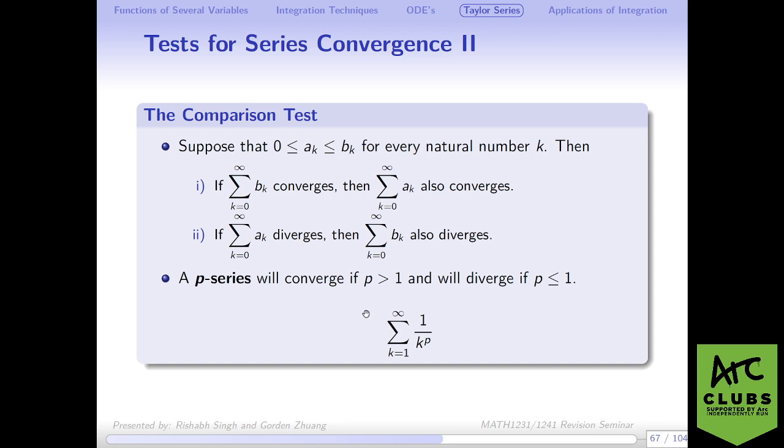And P-series refer to sums of this form. When we have 1 over the term to the power of p, this series will converge if p is greater than 1 and will diverge if p is less than or equal to 1. This is a very simple test, but it's quite important because it allows us to compare things quite easily. If we have anything of this form, we can know immediately whether it converges or diverges.